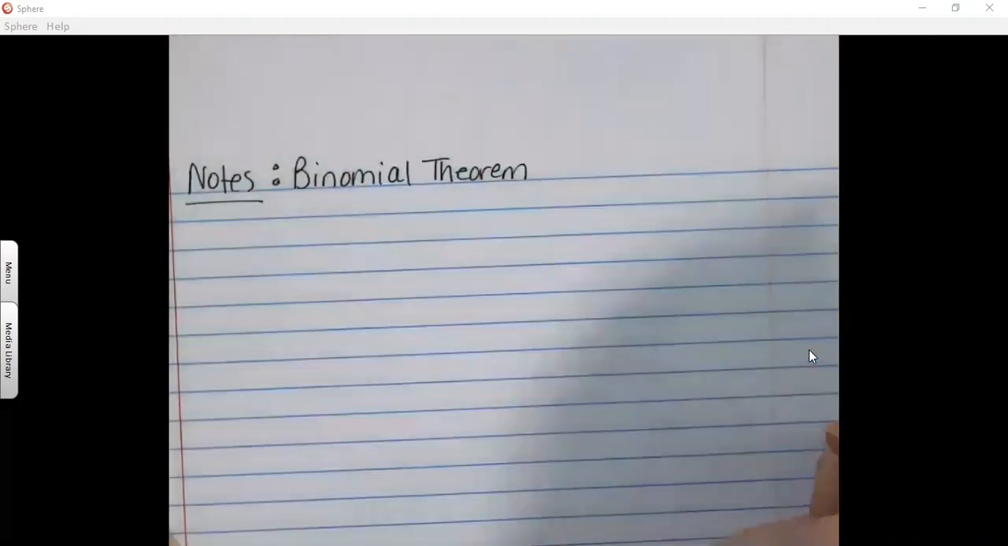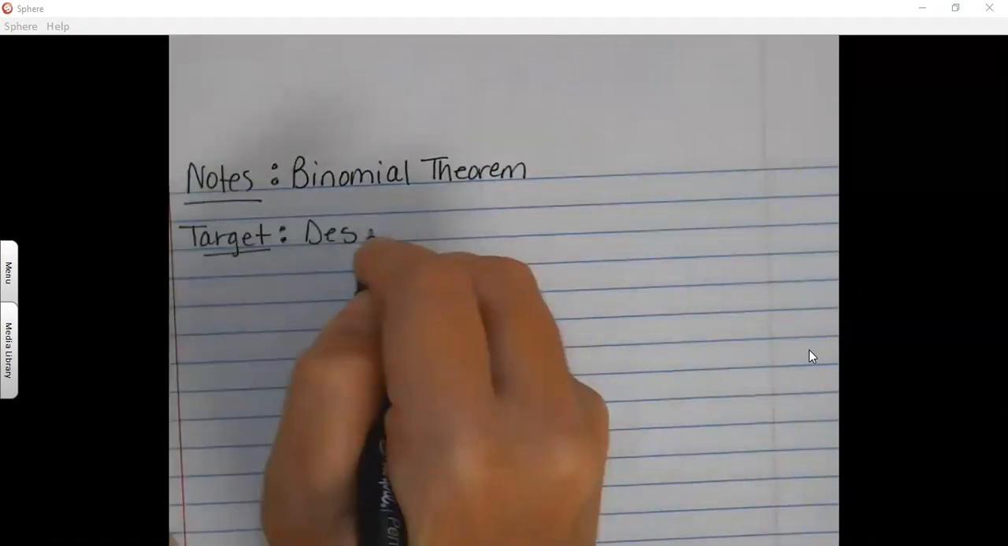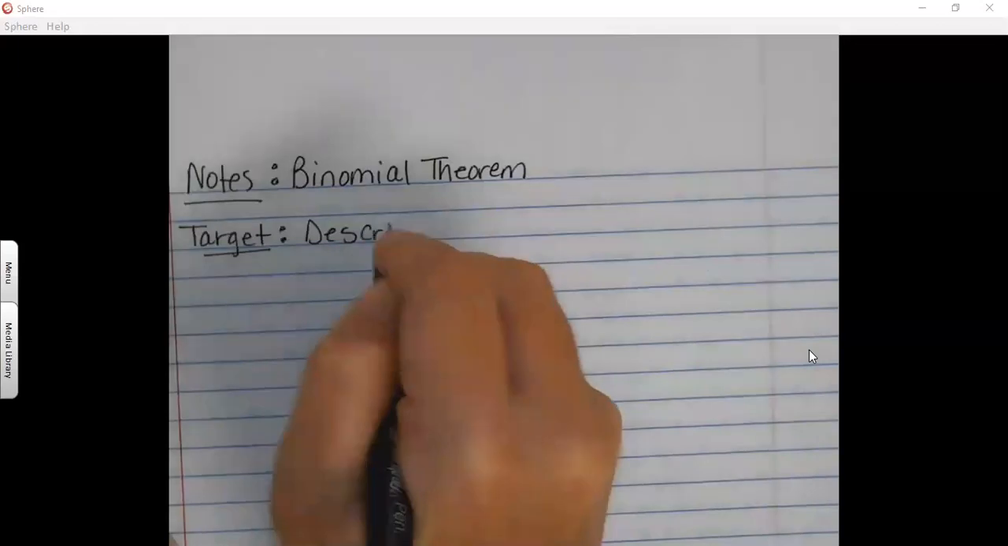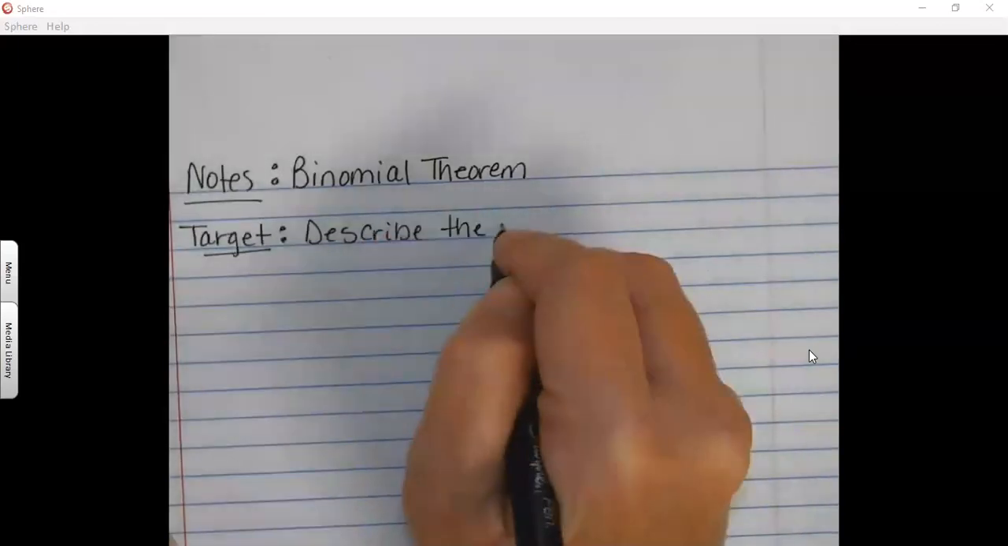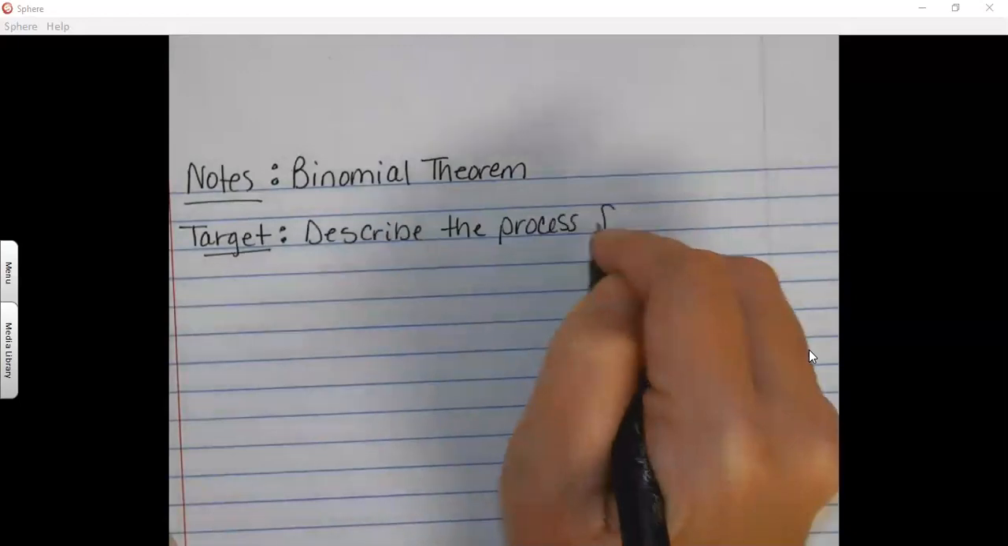And our target: describe the process for using the binomial theorem.